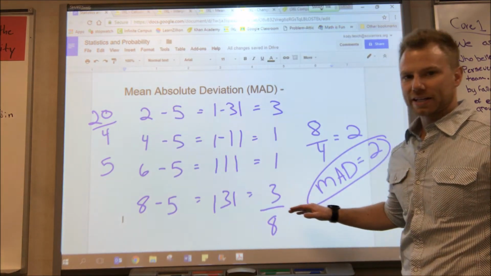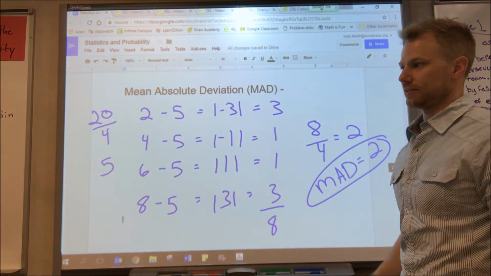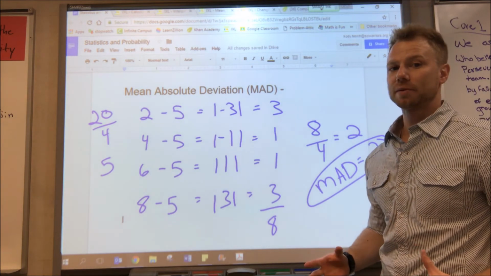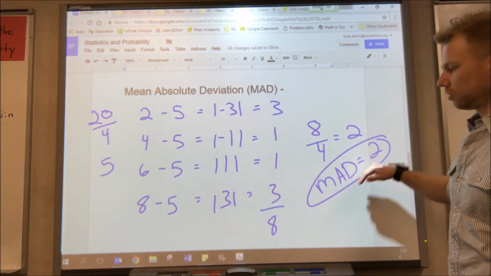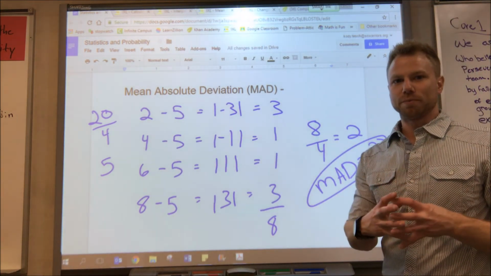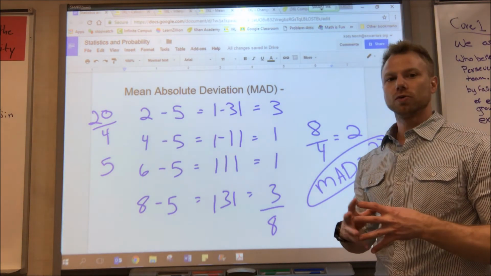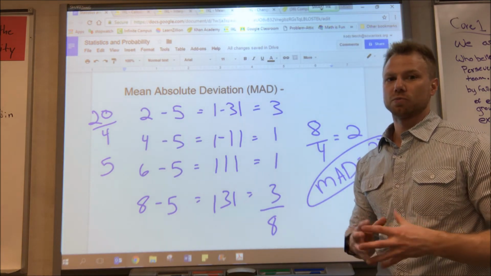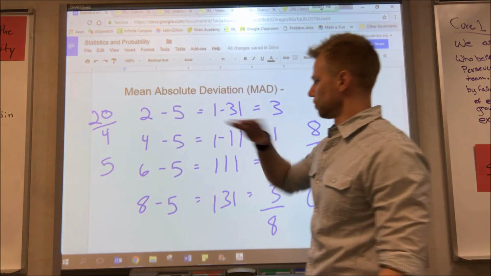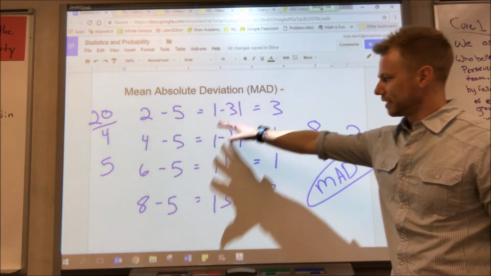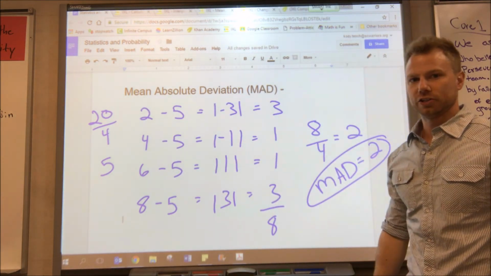Okay, and what the MAD is used for in real life in statistics is to determine how reliable and how accurate your data is. So the smaller the MAD, it means you have a better sample, closer results, more reliable data. Okay, this is how we do it right here. Write all that down so you have an example of MAD in your notes.